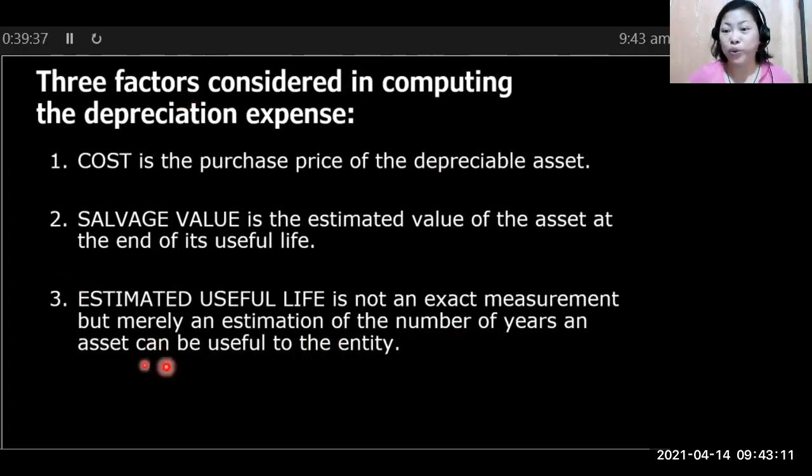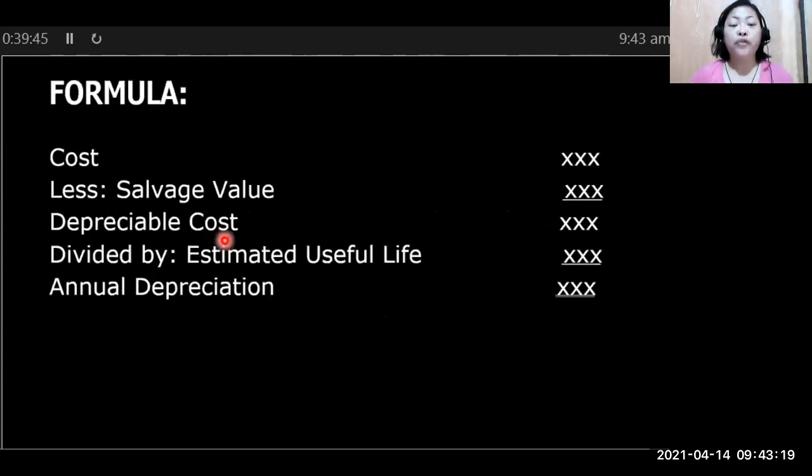So these are the three factors: the cost, the salvage value, and the estimated useful life. To compute the annual depreciation, we have the cost, less salvage value, to get the depreciable cost. You divide it by the estimated useful life to get the annual depreciation.